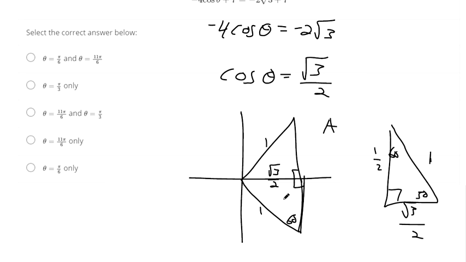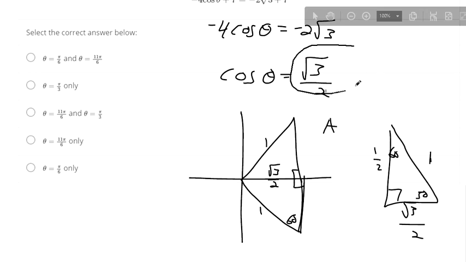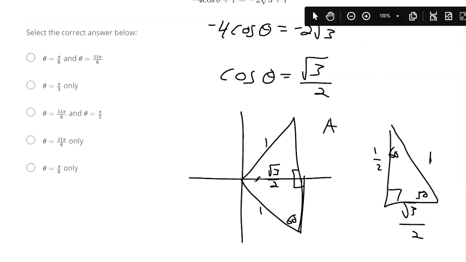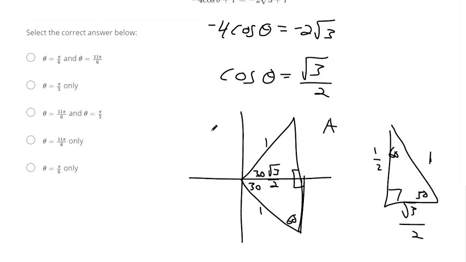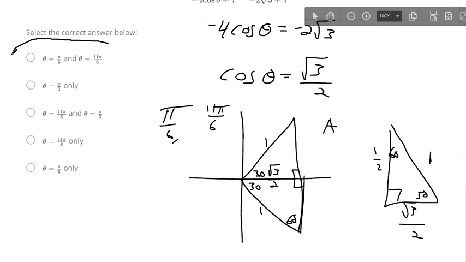So that means that this needs to be 60. That way the adjacent over the hypotenuse is square root of 3 over 2. So that makes this angle 30 degrees, which in other words is pi over 6. And then to make a full revolution, that's 2 pi. So 11 pi over 6 would also make the 330 degrees it takes to rotate around. Looks like this one here.